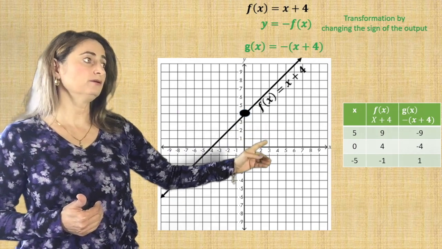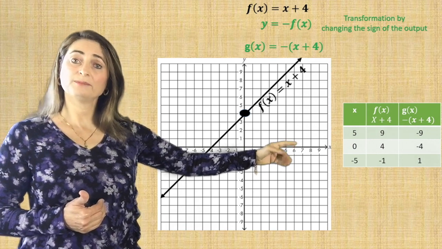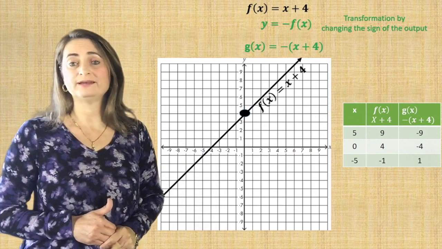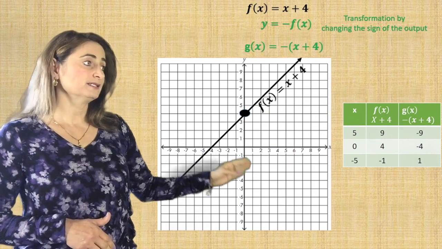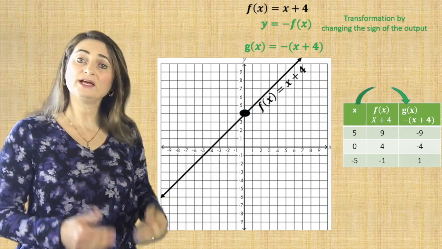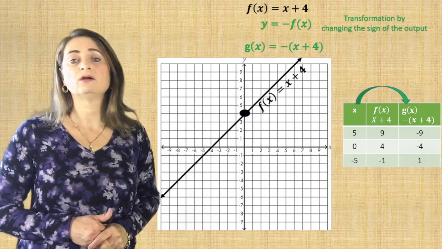When x is 0, the f of x would be 4, because 0 plus 4 is 4, but I need the negative of that to create the g of x, and that would be -4. X is -5, the f of x would be -1, but I need the negative of that, and negative of a negative is a positive, so the g of x, or the new one, will be 1.